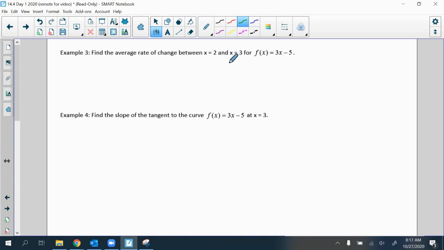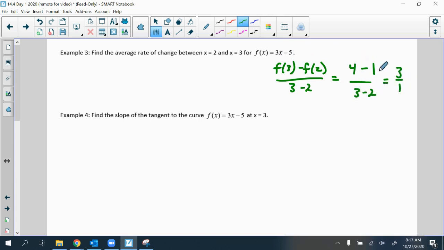Find the average rate of change between 2 and 3 for this function. So that's f of 3 minus f of 2 over 3 minus 2. If I substitute 3 in, I get 4. If I substitute 2 in, I get 1. So I end up with 3. So the average rate of change is 3. So that's the slope of the secant line.